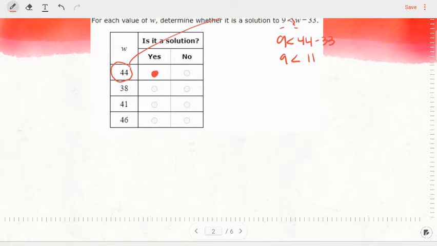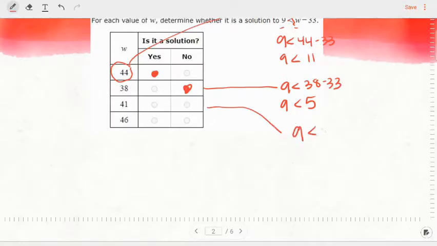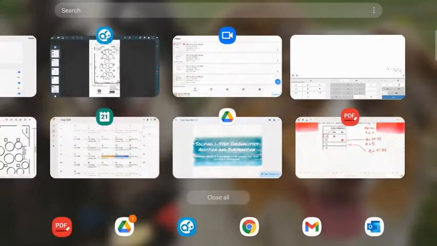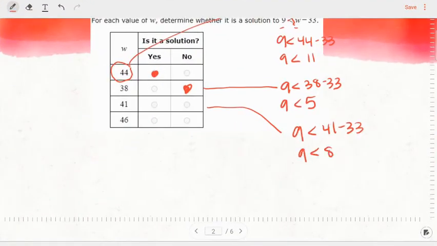So let's test option number 2. 9 is less than 38 minus 33. And well, when I simplify, 38 minus 33 is 5. Is 9 smaller than 5? Nope. So the answer is no. Okay, finishing up with the last two, 9 is less than 41 minus 33. And when I simplify 41 minus 33, my mental math skills are failing me, so 41 minus 33 is 8. So 9 is less than 8. That's not true, so no.